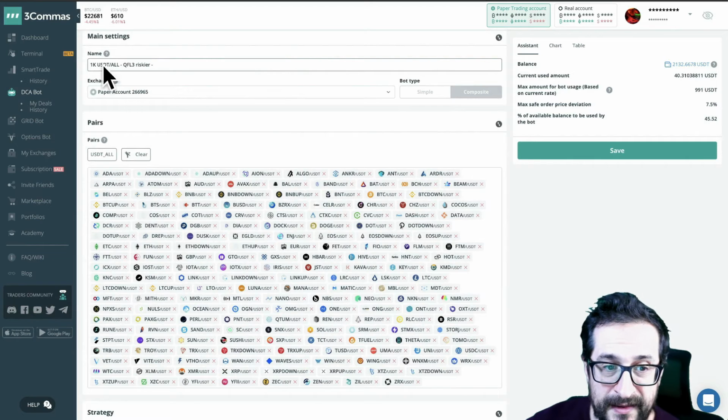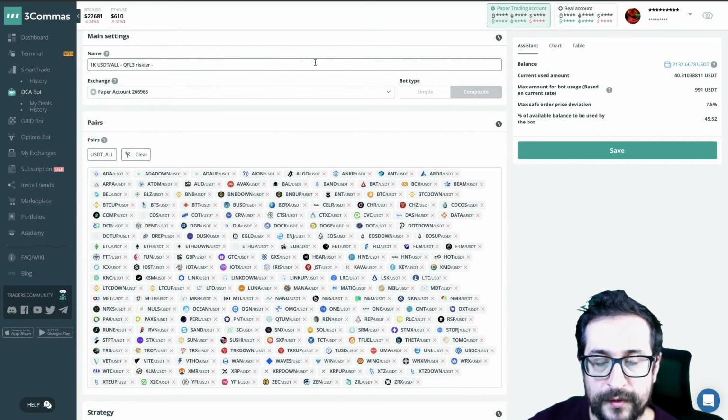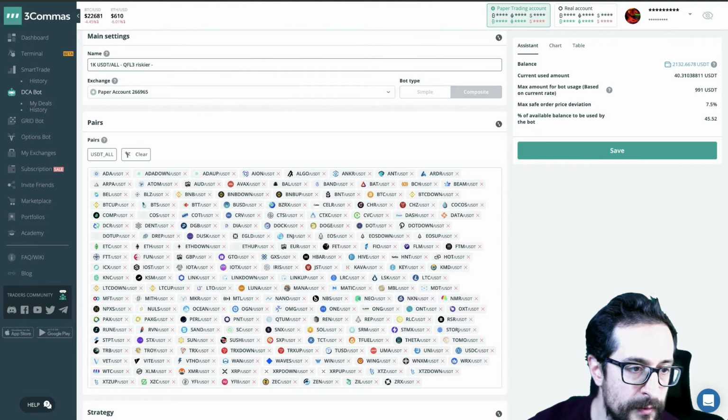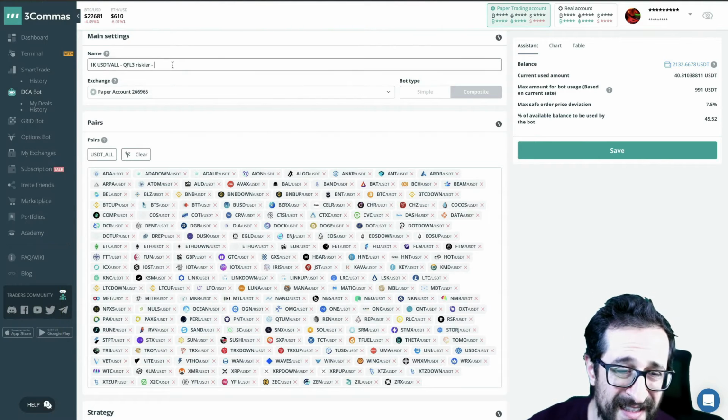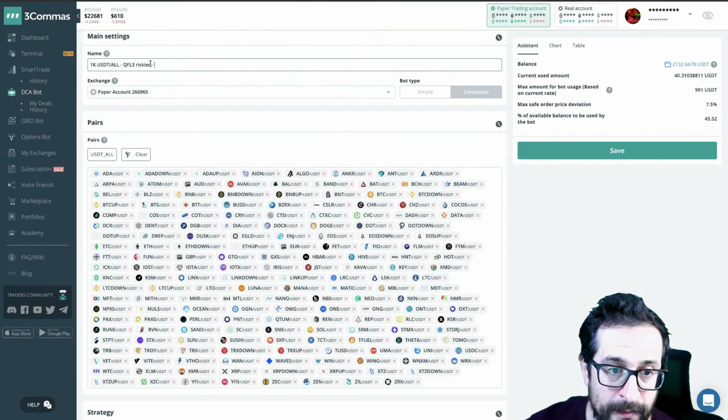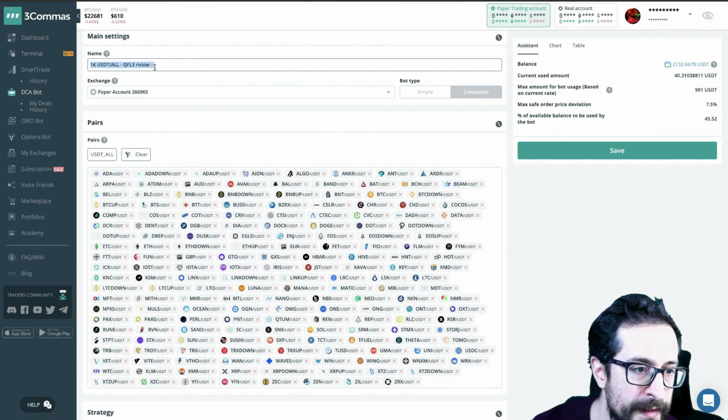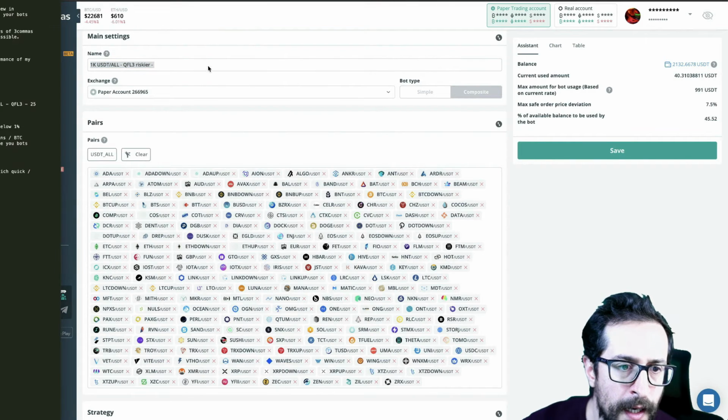Just bear in mind that if the name is too long, you won't be able to see the full name in the iOS app, which really sucks. The app is not as great as the Android one, but on iOS you cannot see a very long name, so you will probably only be able to see up until here, which is really annoying. Hope they fix it soon.